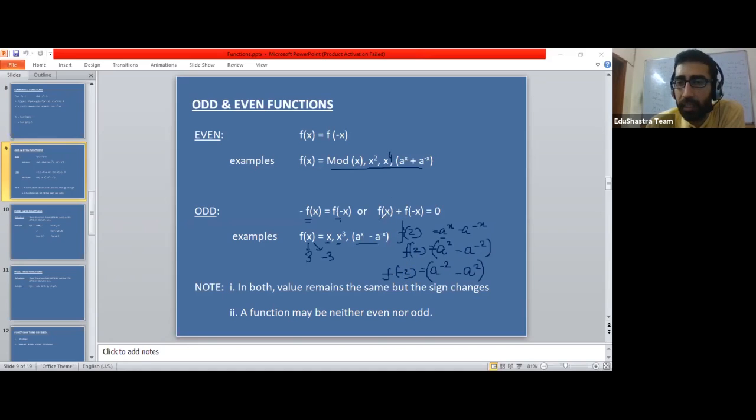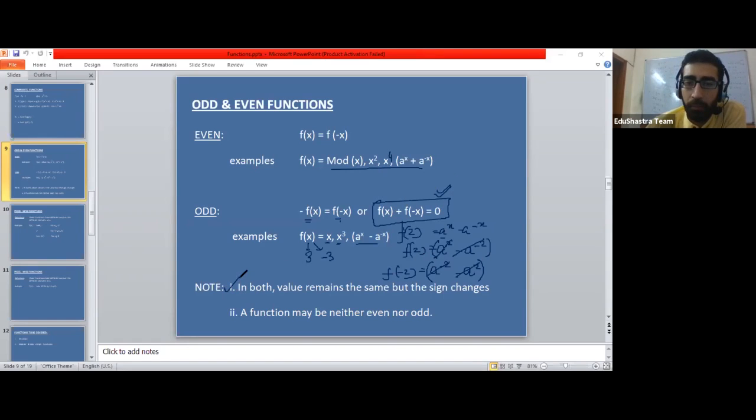You could also say, and this is a very important way of putting odd functions, that f of x plus f of minus x comes out to be 0. If I add f of 2 and f of minus 2 here, I'll get 0, which is absolutely clear. a squared and minus a squared will cancel out, a to the power minus 2 and minus a to the power minus 2 will cancel out. So this is how we generally see odd functions.